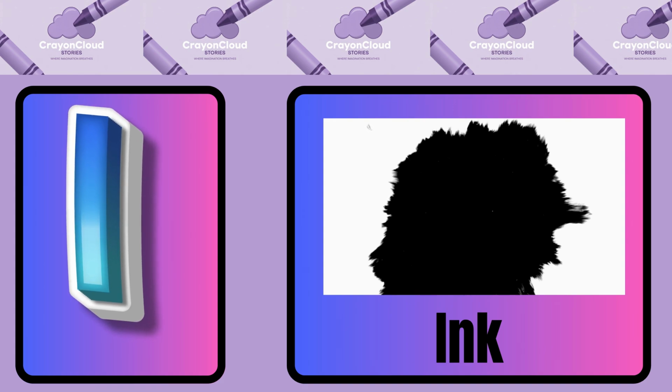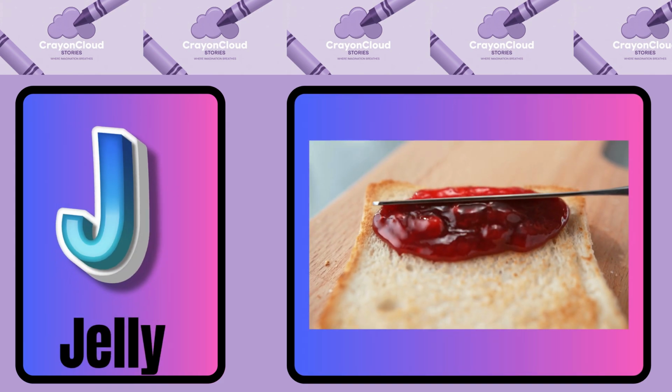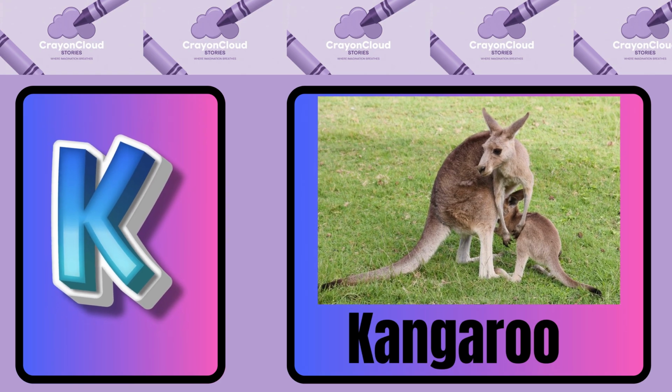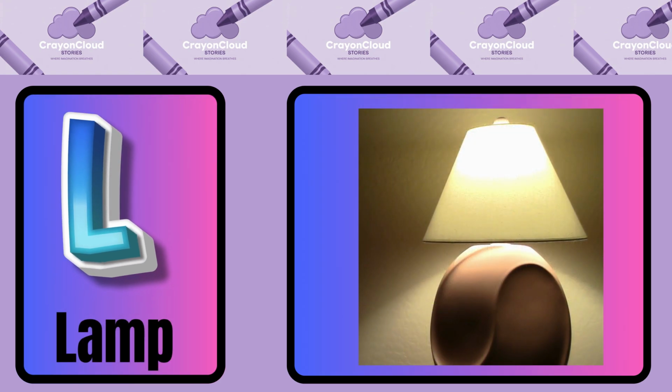I is for ink, ink. J is for jelly, jelly. K is for kangaroo, kangaroo. L is for lamp, lamp.